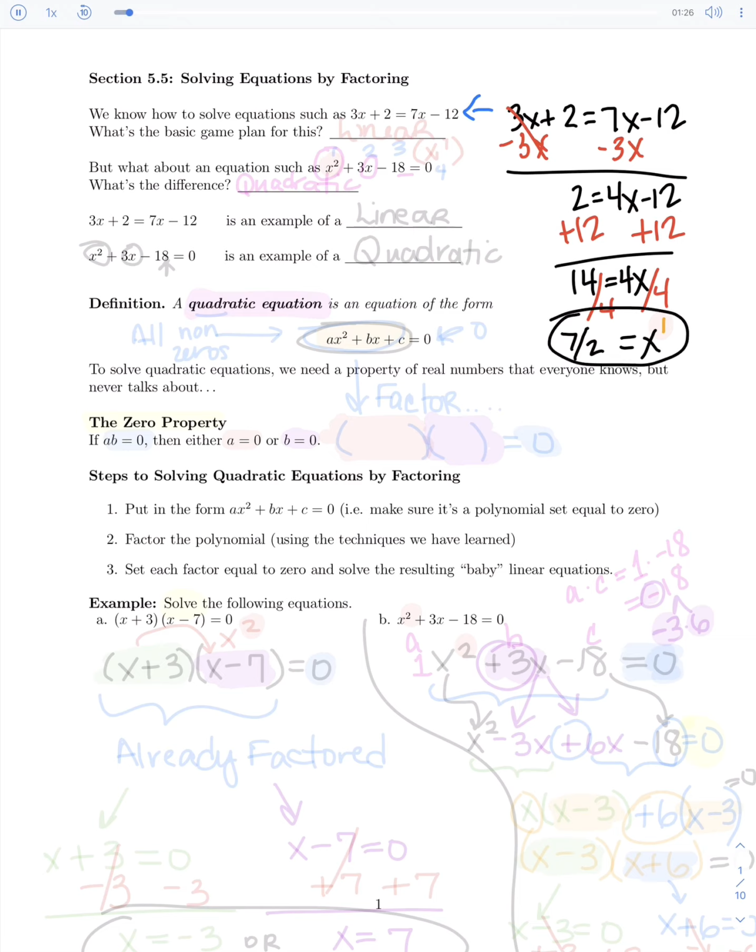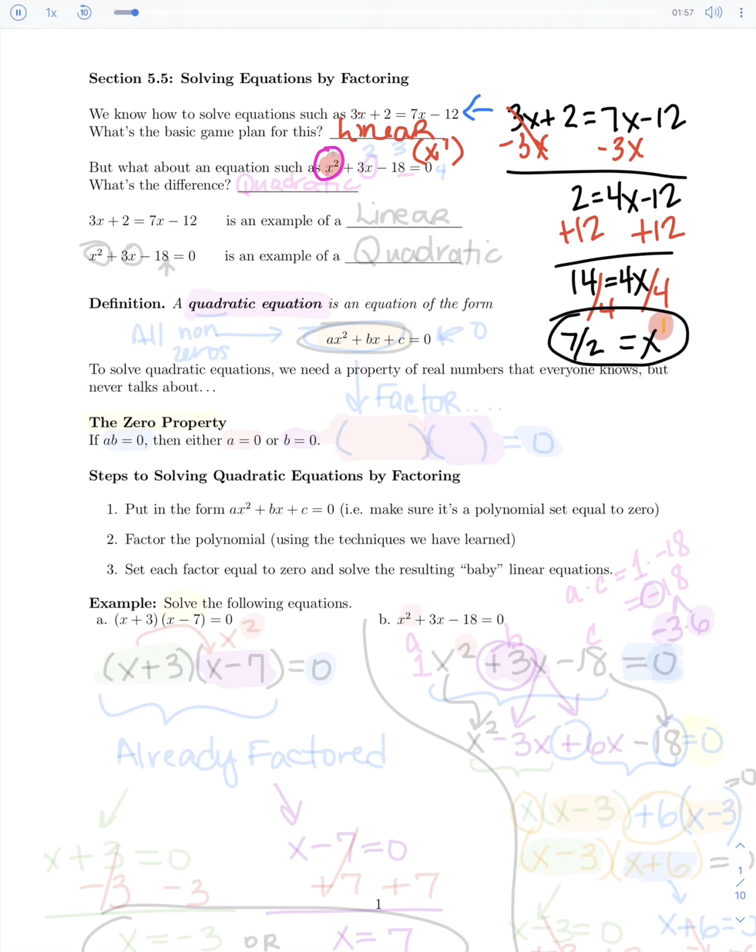Now, what we're going to look at is things with, let's say, an x squared or an x cubed. When we just have the x to the first power and we're just getting one answer, that type of equation is called a linear equation. However, what we're going to start out at least by looking at is something that has an x squared in it.